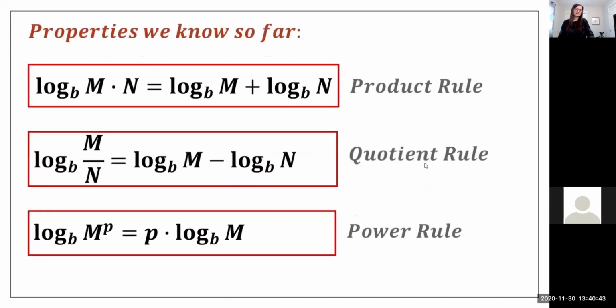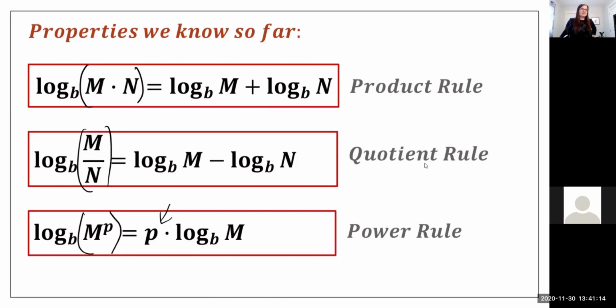So to take stock, this is what we have so far. Multiplication becomes addition. Division becomes subtraction. And repeated multiplication becomes obviously just a repeated version of the product rule. Those will carry us a lot of the way. We pretty much only have one left, but let's just use these a little bit to see how they work.